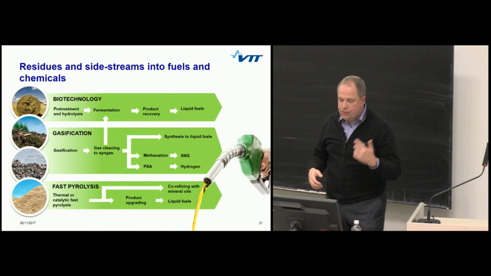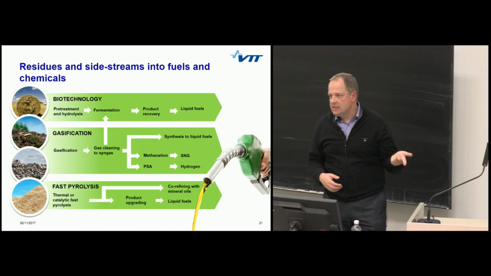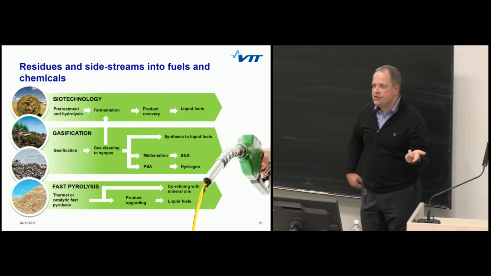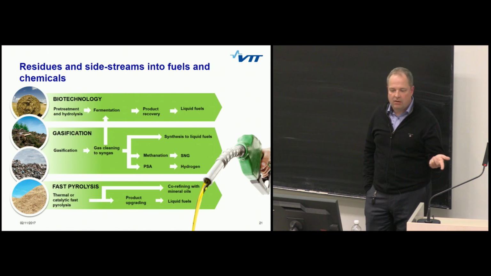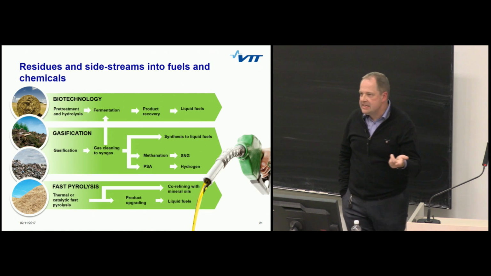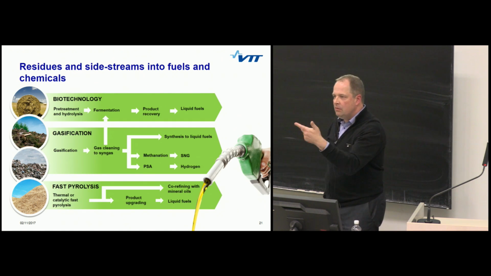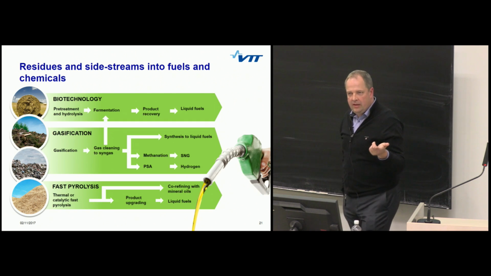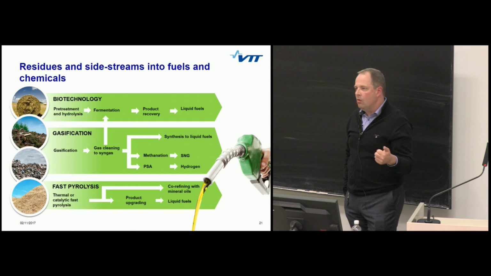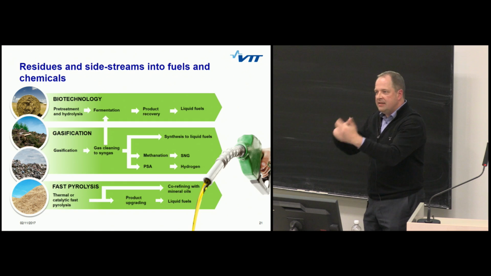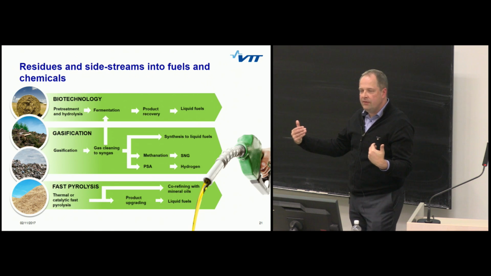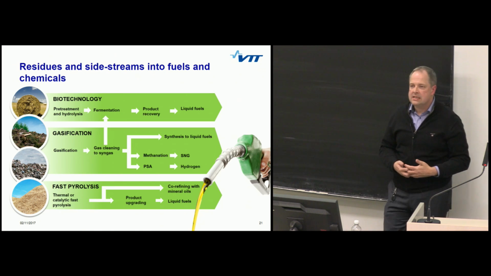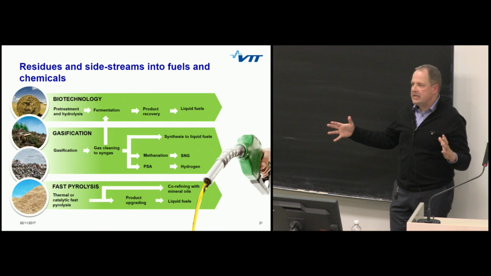We also have two thermal processes that we work on, gasification and pyrolysis, fast pyrolysis. With gasification, I guess you have been going through gasification in some of your studies. Basically you break down the material thermally into CO, H2 and other compounds. And then you start synthesizing back again into chemicals or fuels. There the problem is the capital expense that you need.